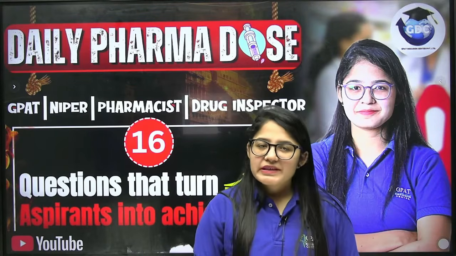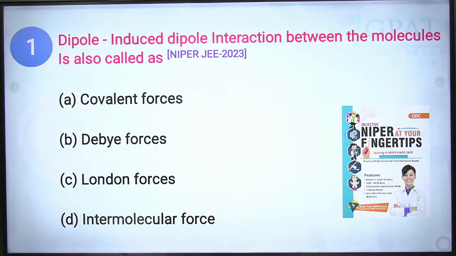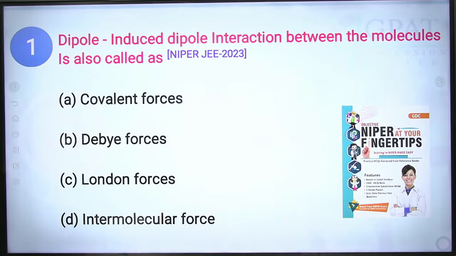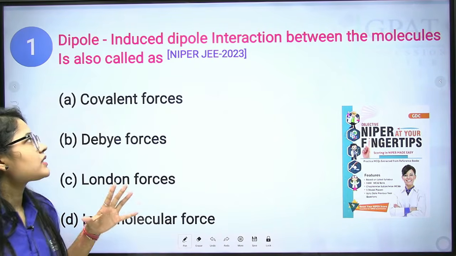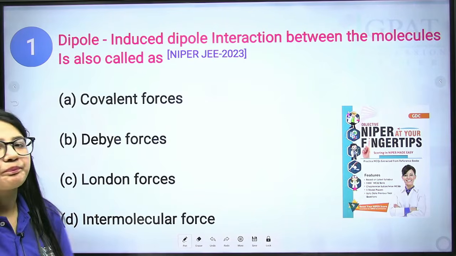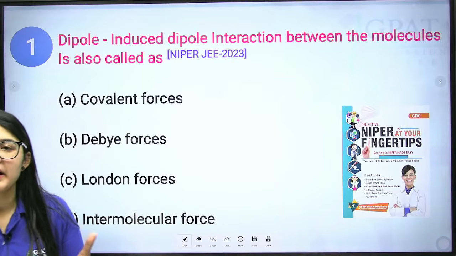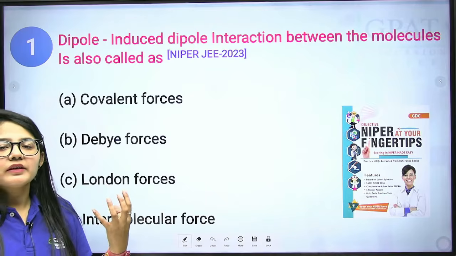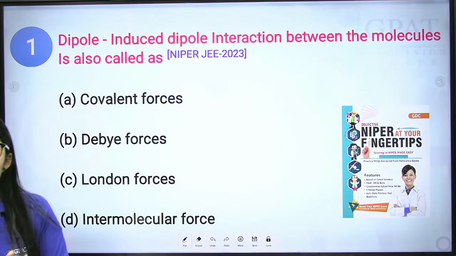Clear? So now let's start our session with our first question: dipole-induced dipole interaction between the molecules is also called as, this is a previous year question from NIPER JEE 2023. First of all, you need to understand what is dipole-induced dipole interaction. Let me just say, what will happen when I try to mix a non-polar solvent with a polar solvent? Just think once and comment what will happen.